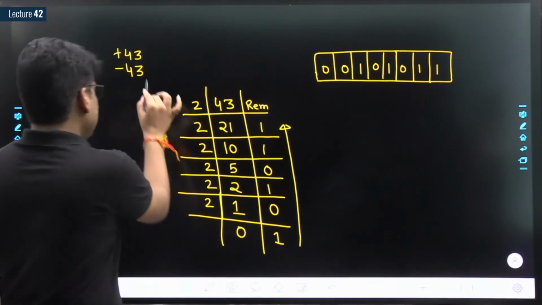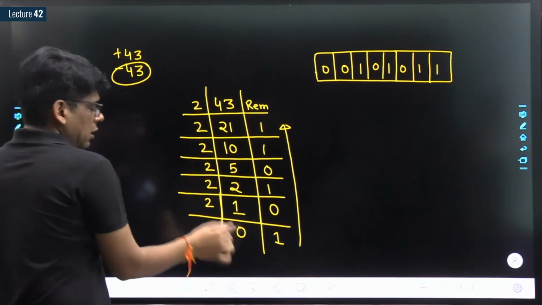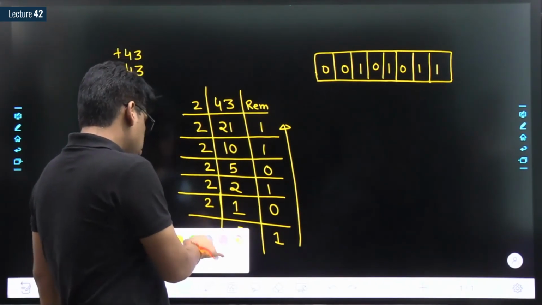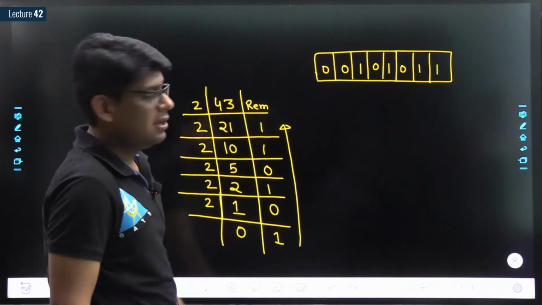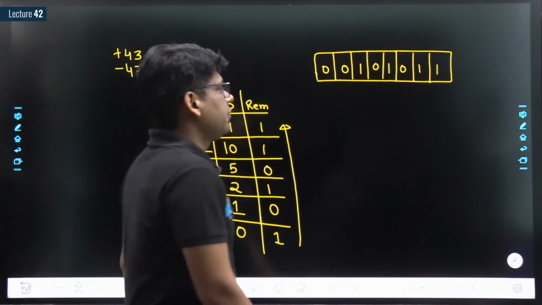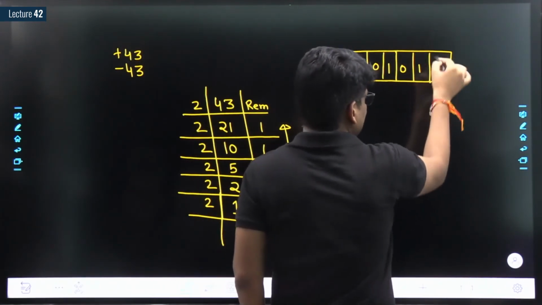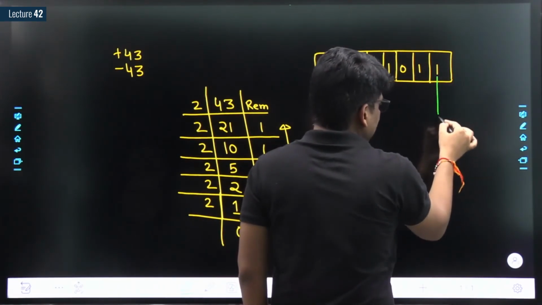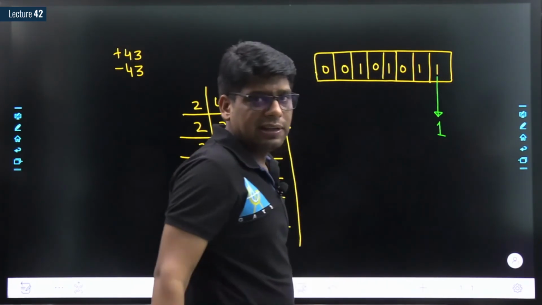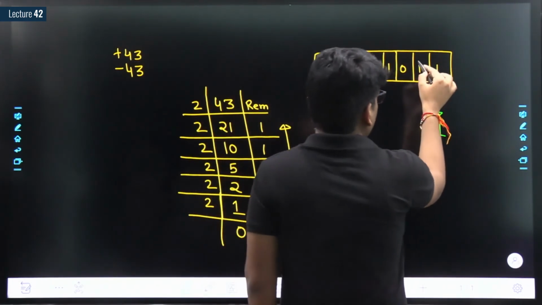But sir, negative numbers must be stored in 2's complement. So how to store minus 43? Sir, this is plus 43. Just find the 2's complement of this. Sir, from the right hand side, just copy the bits until you get the first one. Did we get the first one? Yes, sir. Now flip all the bits.